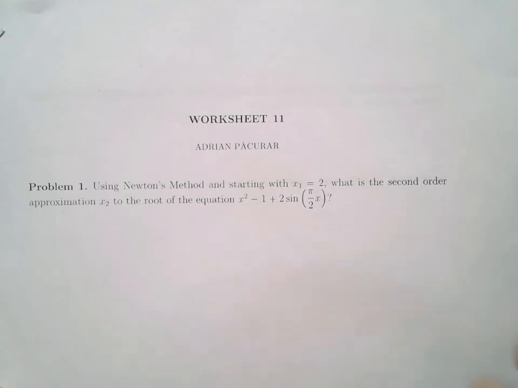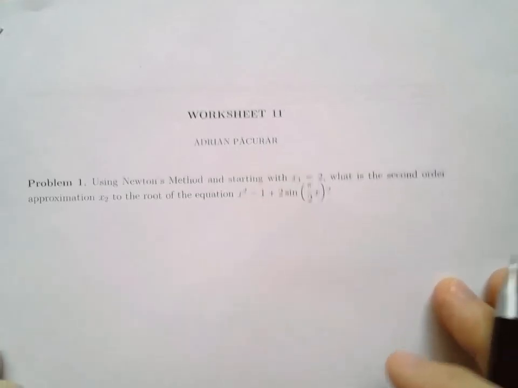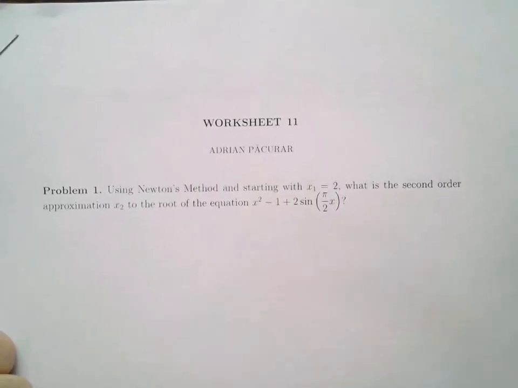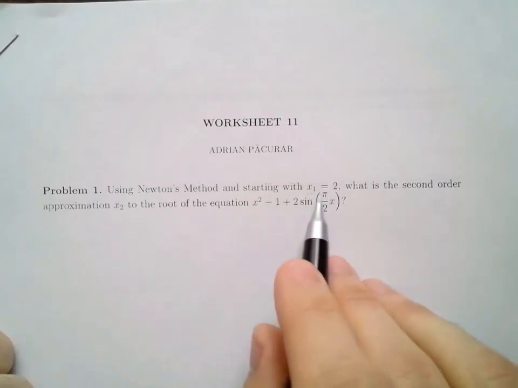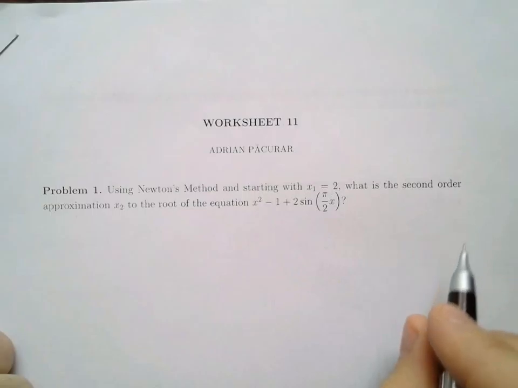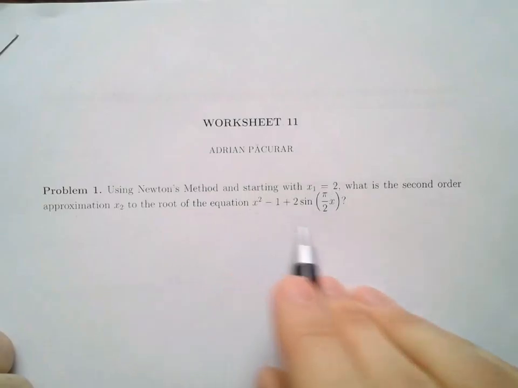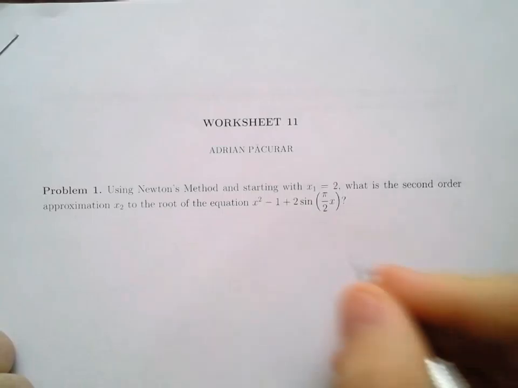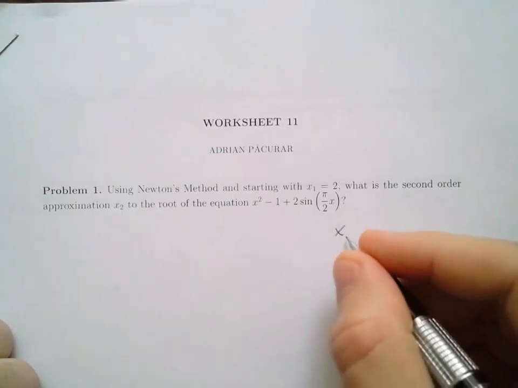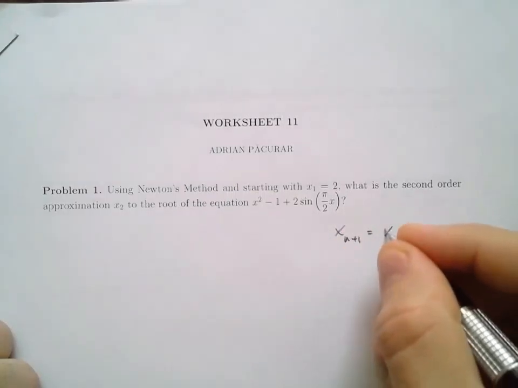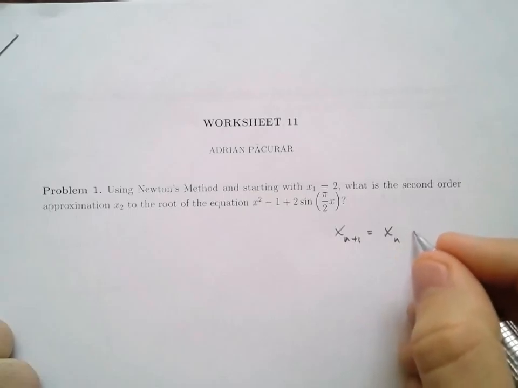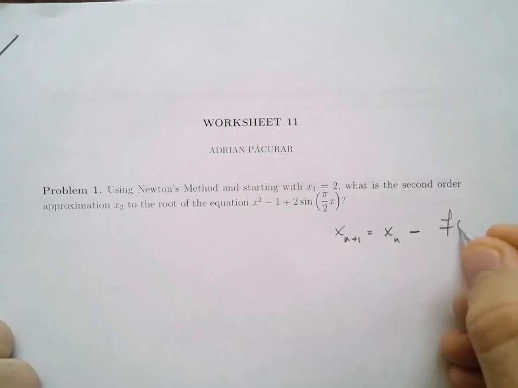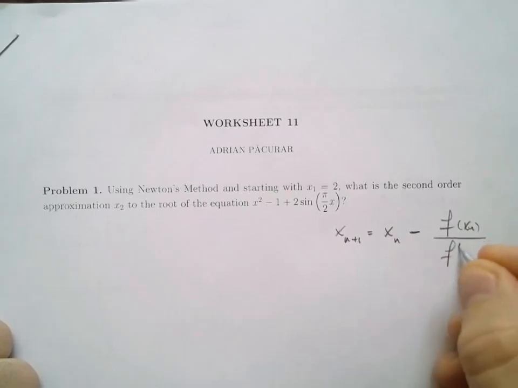What's up everyone? Here are the solutions for worksheet 11, and the first problem is a Newton's method problem. We are asked to find, using x1 equals 2, a second order approximation to the given function here, right? So just to remind you, for Newton's method, x sub n plus 1 should be the previous approximation, the previous term in the sequence, minus f of x sub n divided by f prime of x sub n. So we need to compute the derivative of this function.